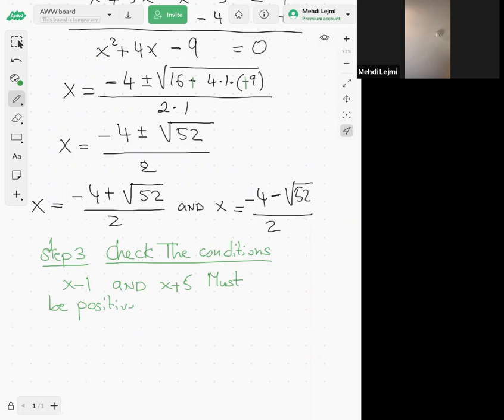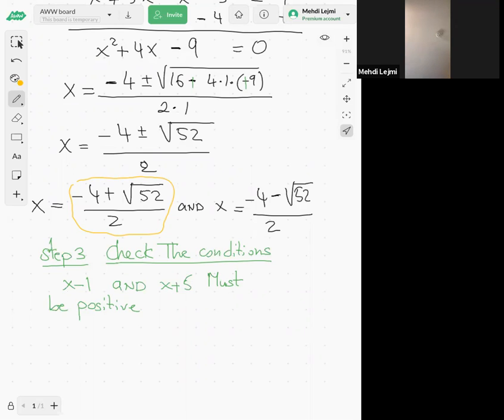So let's take the first solution. I got this one: negative 4 plus square root of 52 over 2. I need to check if x minus 1 and x plus 5 are positive. If they are both positive, then that will be a final solution. If x minus 1 or x plus 5 is not positive, then I have to reject the solution, so that x wouldn't be a solution.